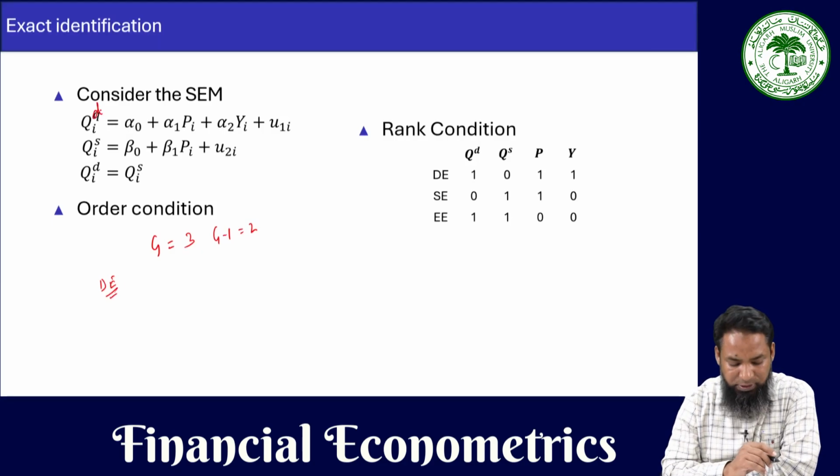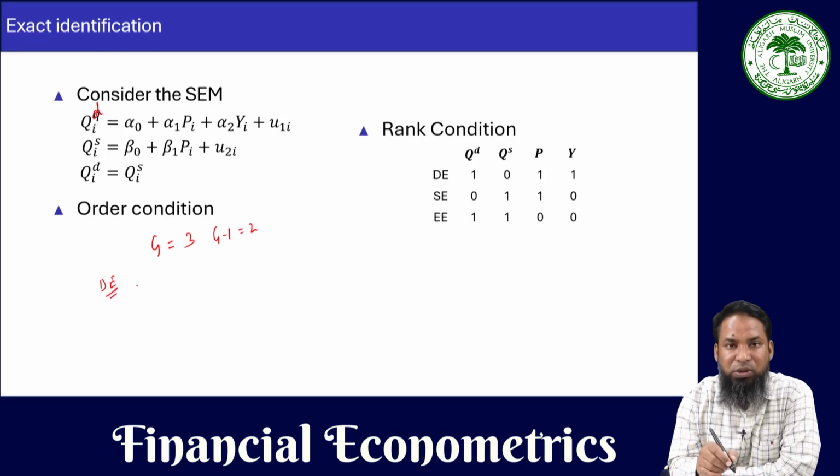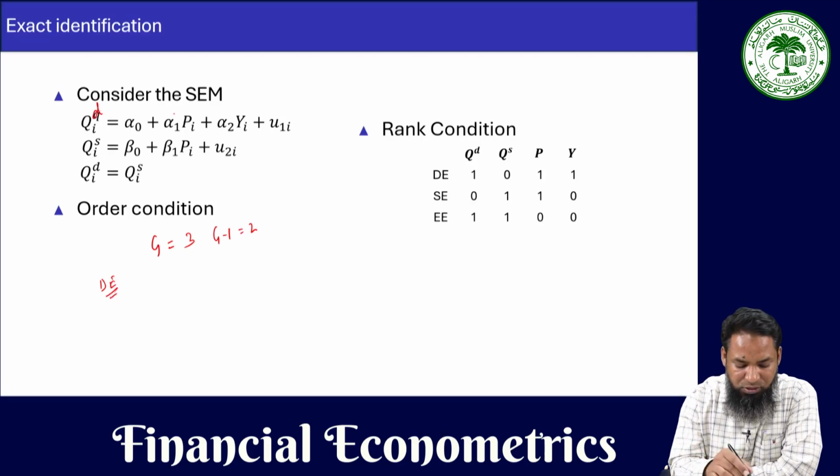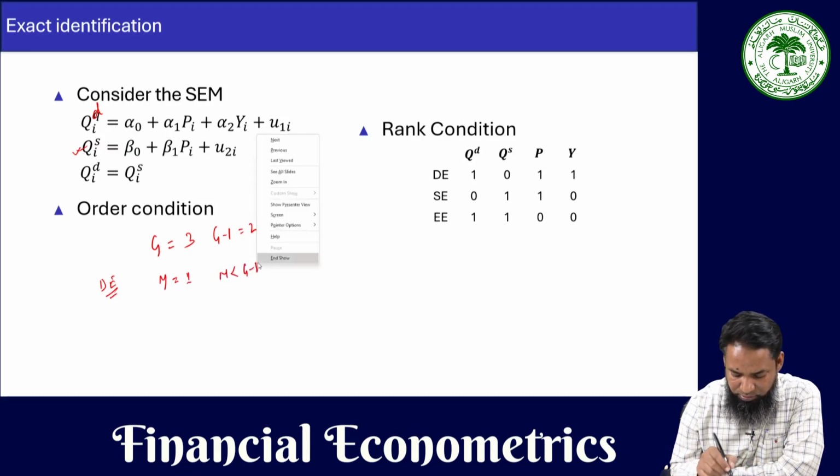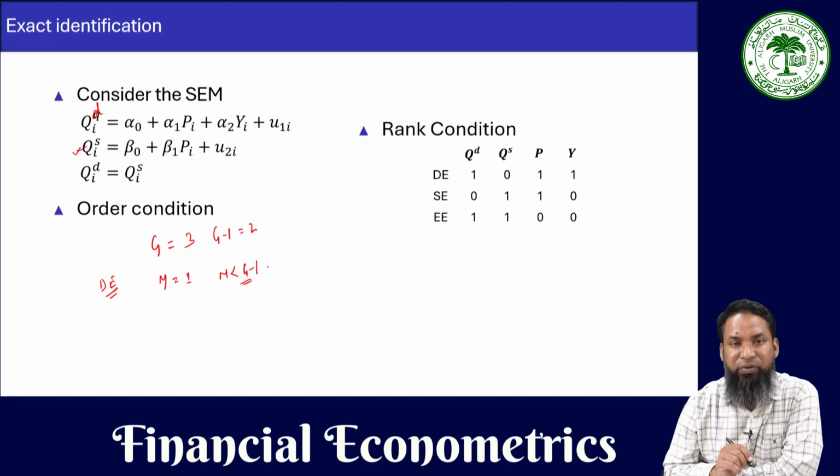The demand equation here. In that case, how many variables are missing? From that, we have the quantity supplied missing, so M is equal to 1. Again here, M is less than G minus 1, that is G minus 1, which means we have under-identification.